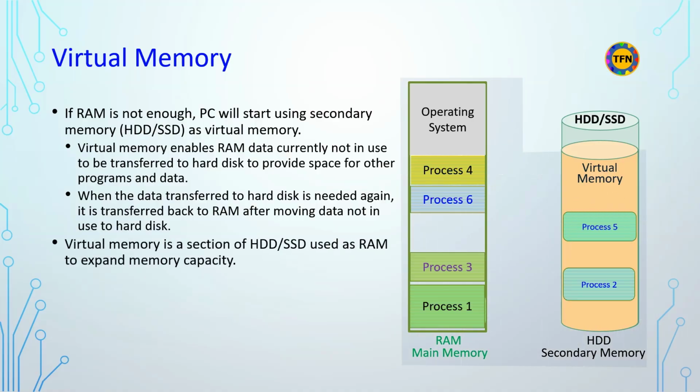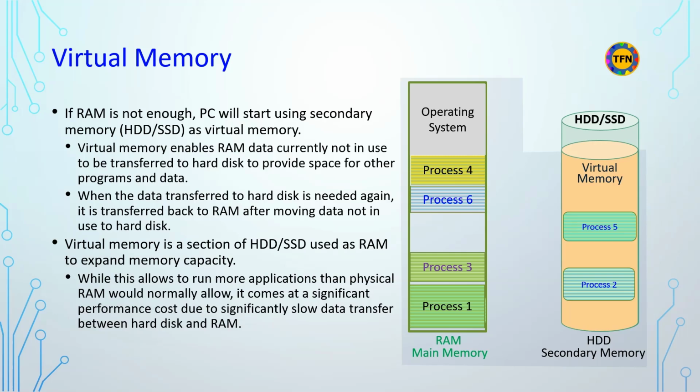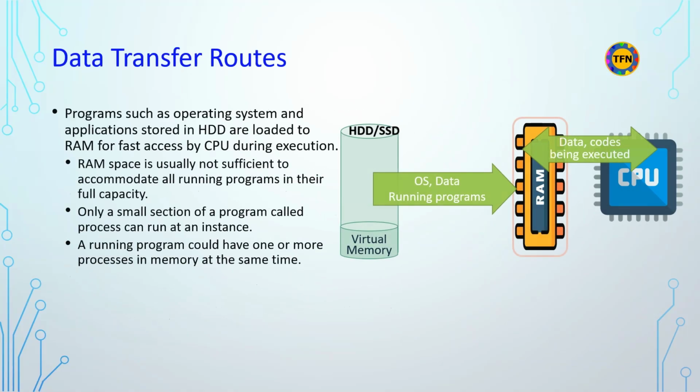Virtual memory is a section of HDD or SSD used as RAM to expand memory capacity. While this allows running more applications than physical RAM would normally allow, it comes at a significant performance cost due to significantly slow data transfer between hard disk and RAM. Due to insufficient space to load entire programs, only basic components of them are loaded from HDD to RAM for fast access by the CPU during execution.